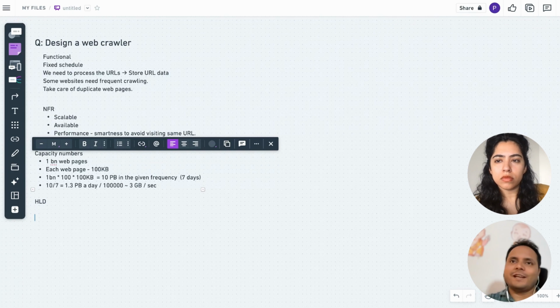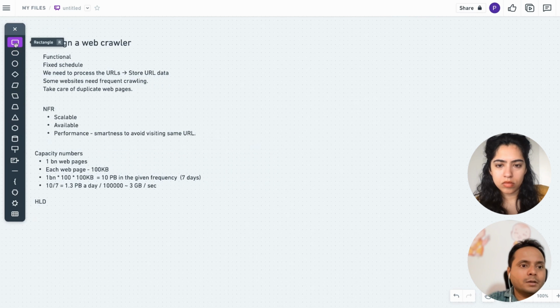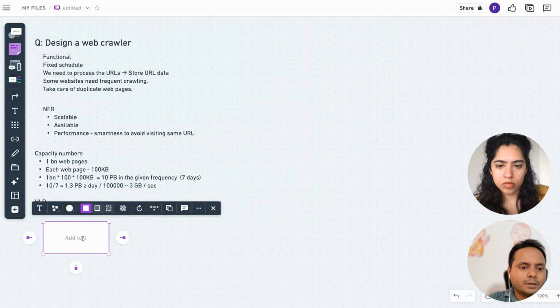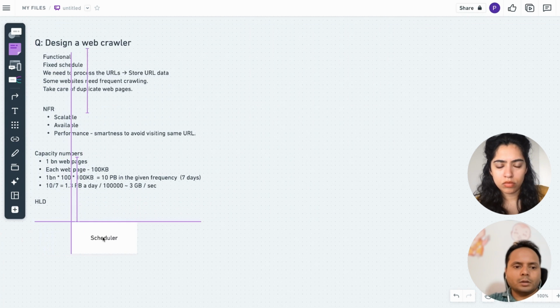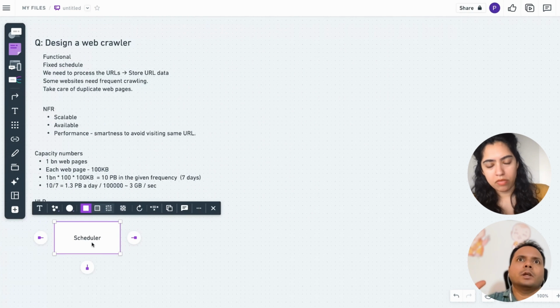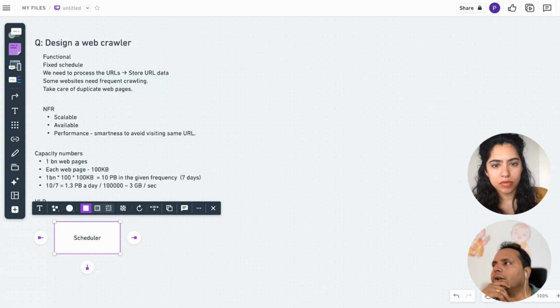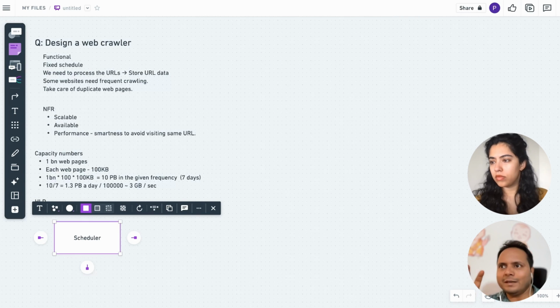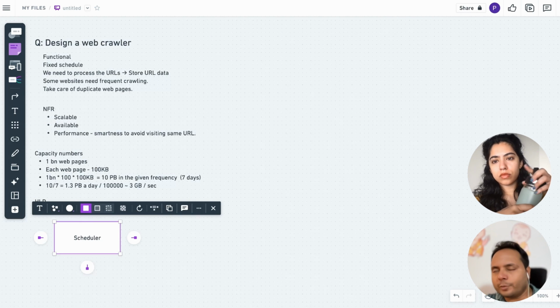I'm just thinking what components I'll be needing here. A few things which I can think of: since there is demand for scheduled crawling, one of the components that I can think of for now is a component called the scheduler. Again, I'm not going into the details right now, I'm just listing out the components and what they will be dealing with. We'll discuss in detail later on. This scheduler will deal with the schedules for when the crawling should be happening.